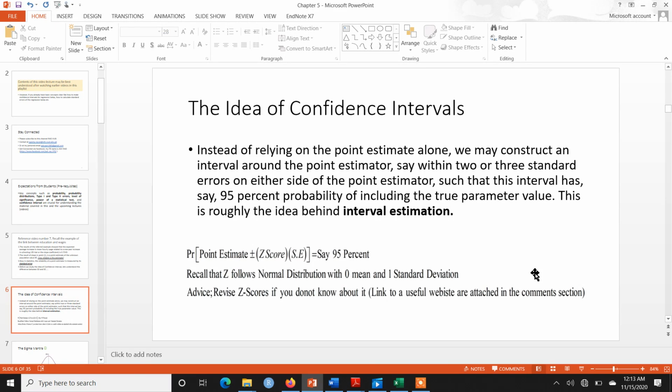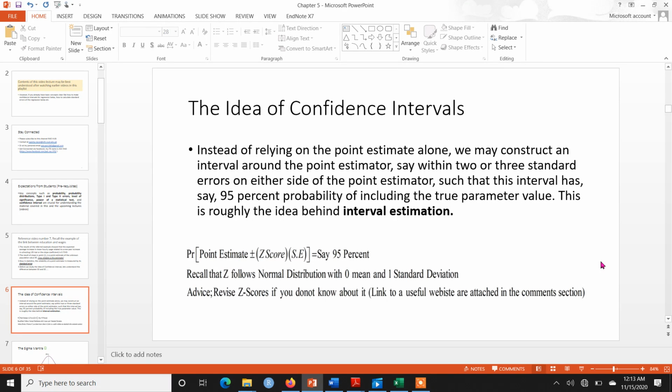Once you know the basic idea of the z-score, you will also know that z follows a normal distribution with mean 0 and standard deviation 1. So this z-score we are going to derive from the normal distribution.